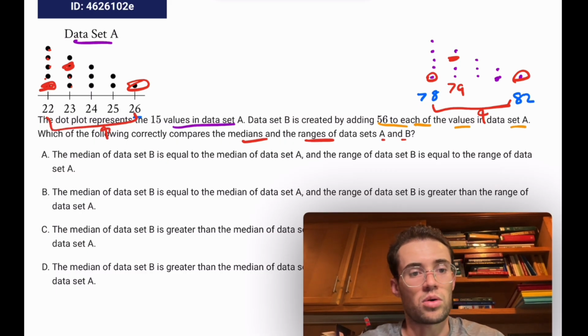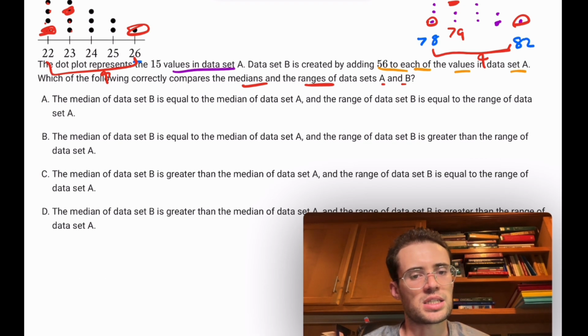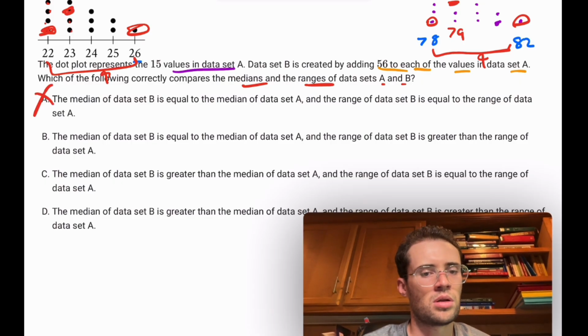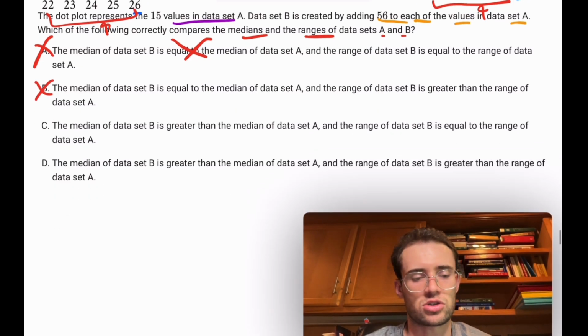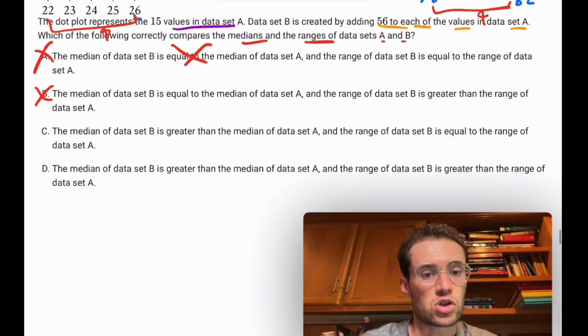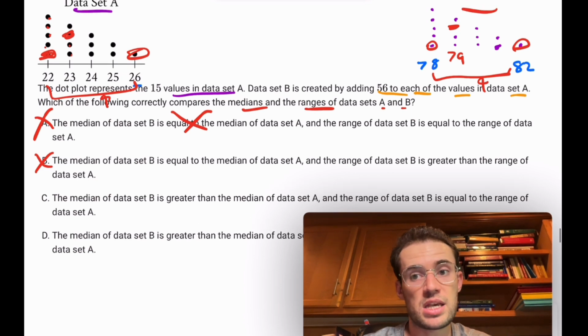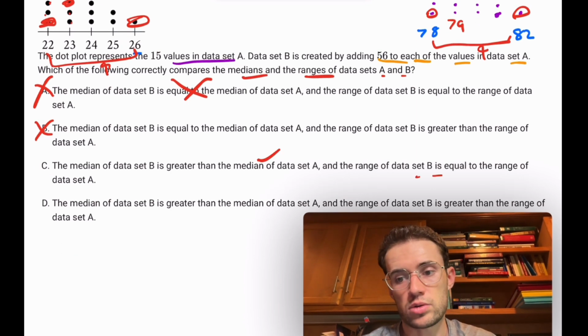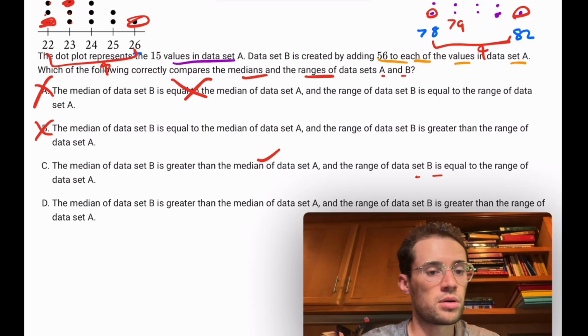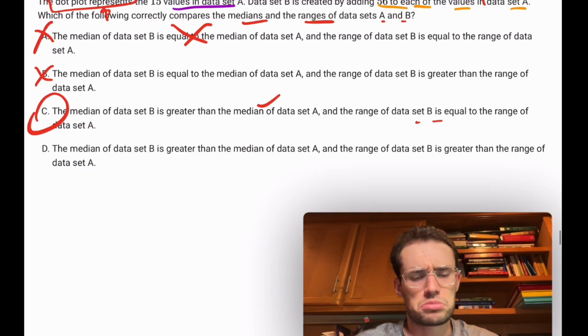The ranges are equal between dataset A and dataset B, but the median went up by 56. So is the median of dataset B equal to the median of dataset A? No, they're not equal, so it's not that one. The median of dataset B is greater than the median of dataset A. That makes sense, it's greater by 56. And the range of dataset B is equal to the range of dataset A. As we said, the range didn't change. The range is still 4. So that'd be C. And let's see why D is wrong.